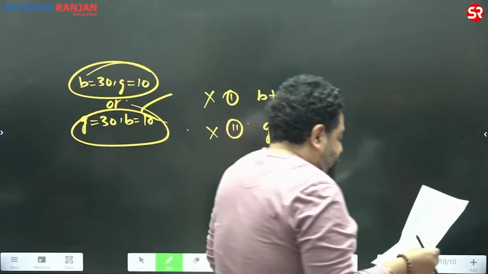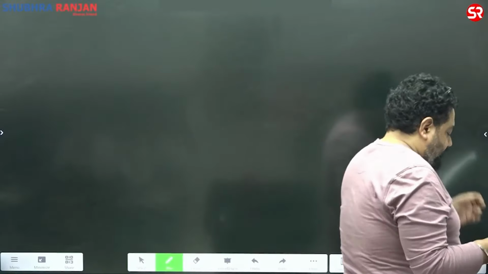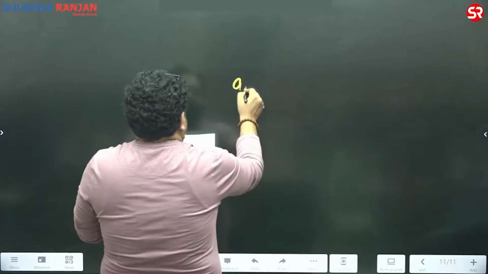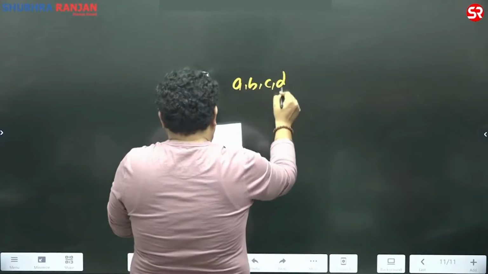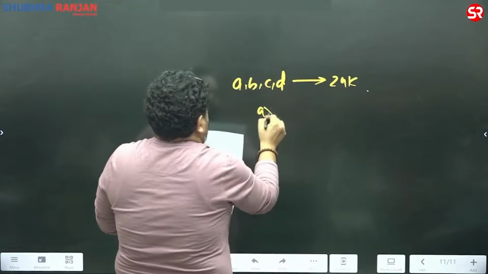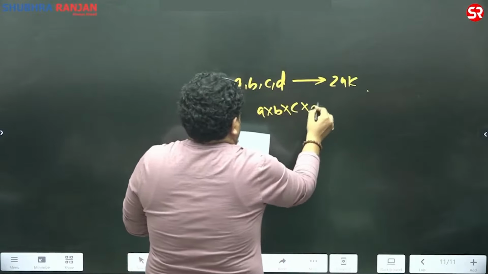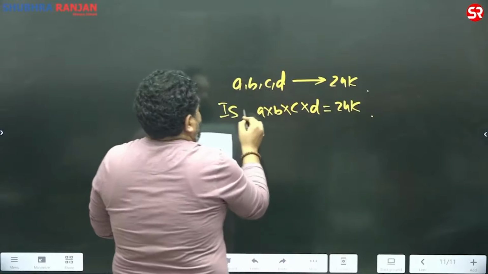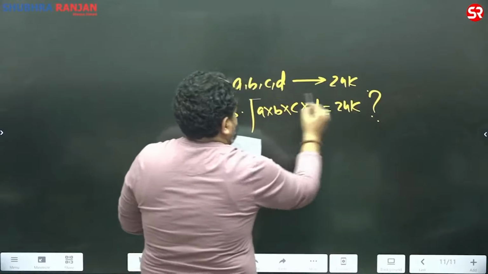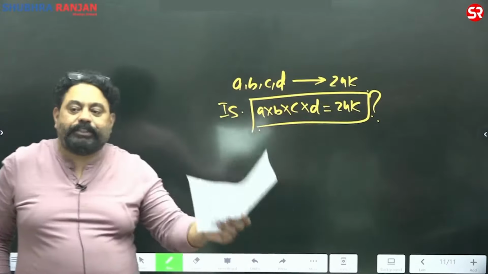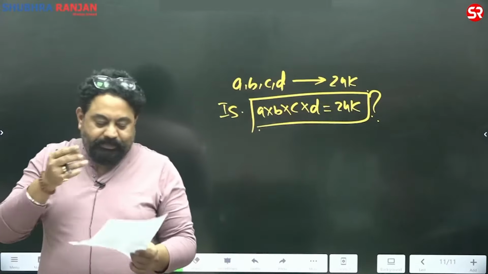And that is the reason I'm doing these questions, right? 34 says: is the product of A, B, C and D divisible by 24? So is the multiplication A into B into C into D a multiple of 24? This is the question. I am a great advocate of looking at what the question is in data sufficiency. Remember that. Abhi check kar lete.